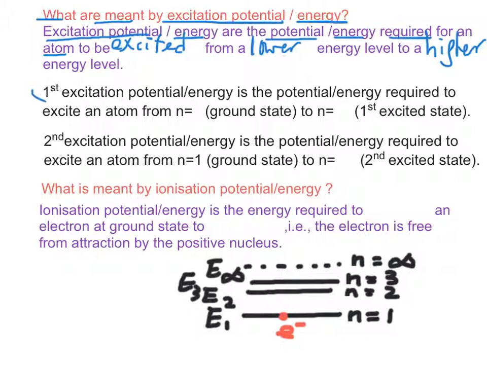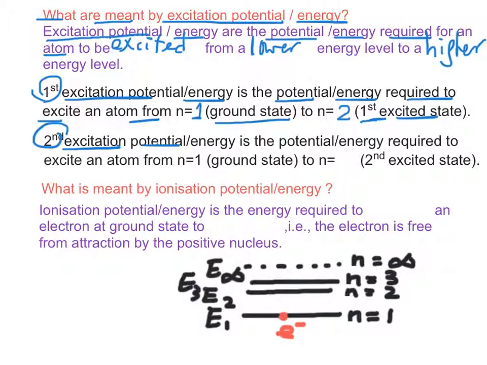The first excitation potential or energy is the potential or energy required to excite an atom from n equal to 1, that is from the ground state, to n equal to 2, that is the first excited state. The second excitation potential or energy is the potential or energy required to excite an atom from n equal to 1, the ground state, to n equal to 3, which is called the second excited state.